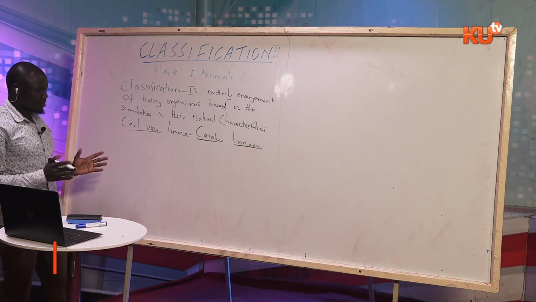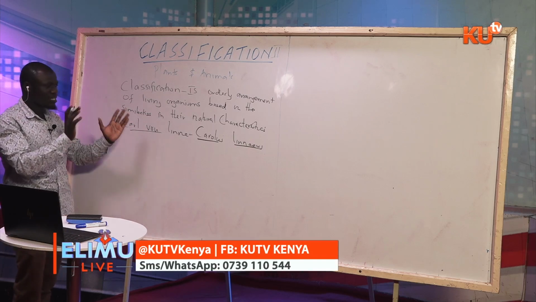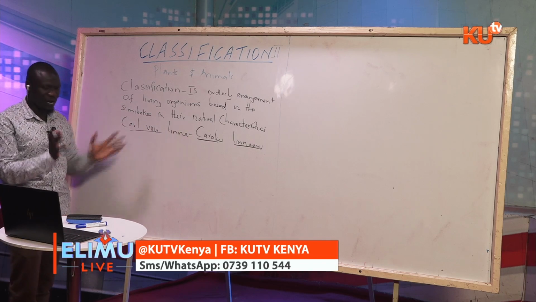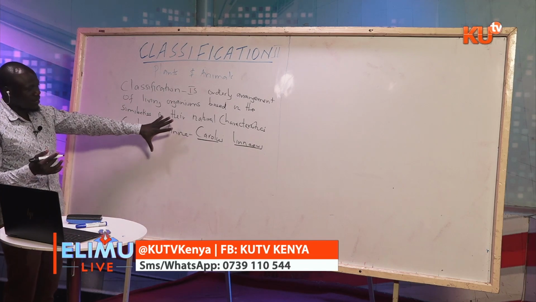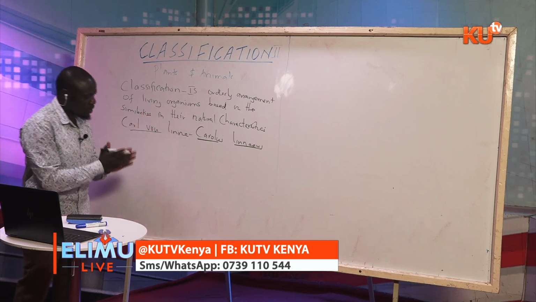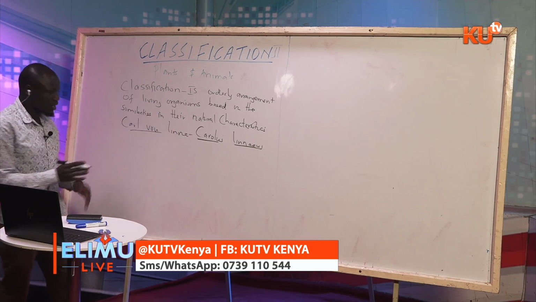And based on that, those people in the early days were looking at a few criteria for the classification of these organisms. They were looking at very simple criteria. Some of the simple criteria that these people were checking during classification in the early days were things to do with the size.